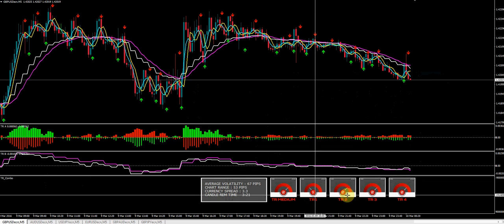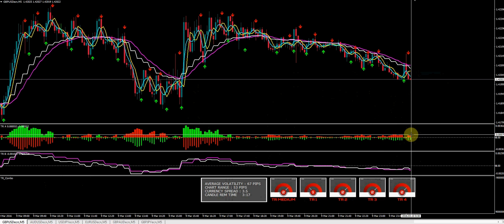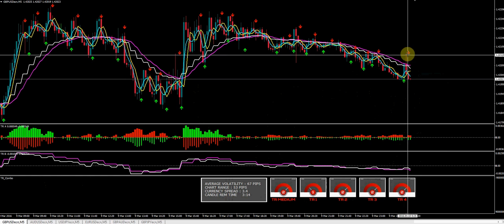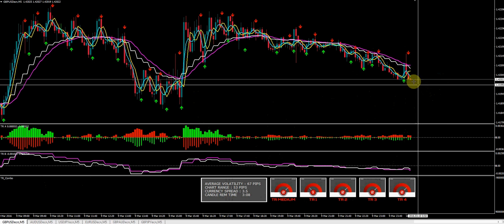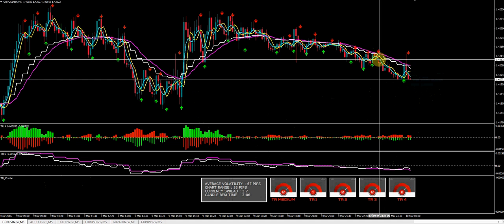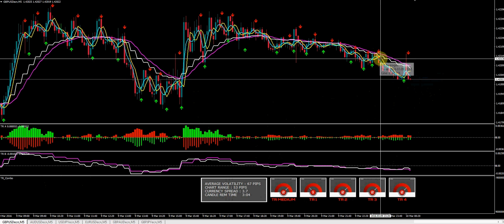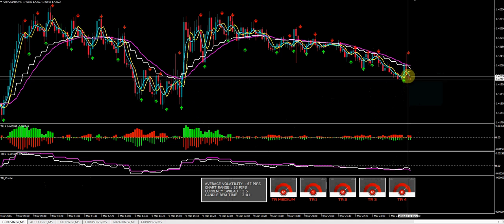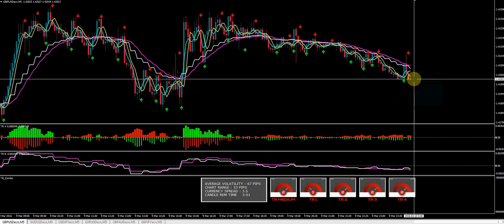As you can see here, everything is red. We're under the zero line. We got the red bar here, a little green bar under it, red arrow, white line here is under the purple. And the last thing we were looking for is this aqua line or blue line to cross under the yellow line. And that has happened on this bar. So I could go ahead and jump in and have, we'll say, a 14 pip stop.